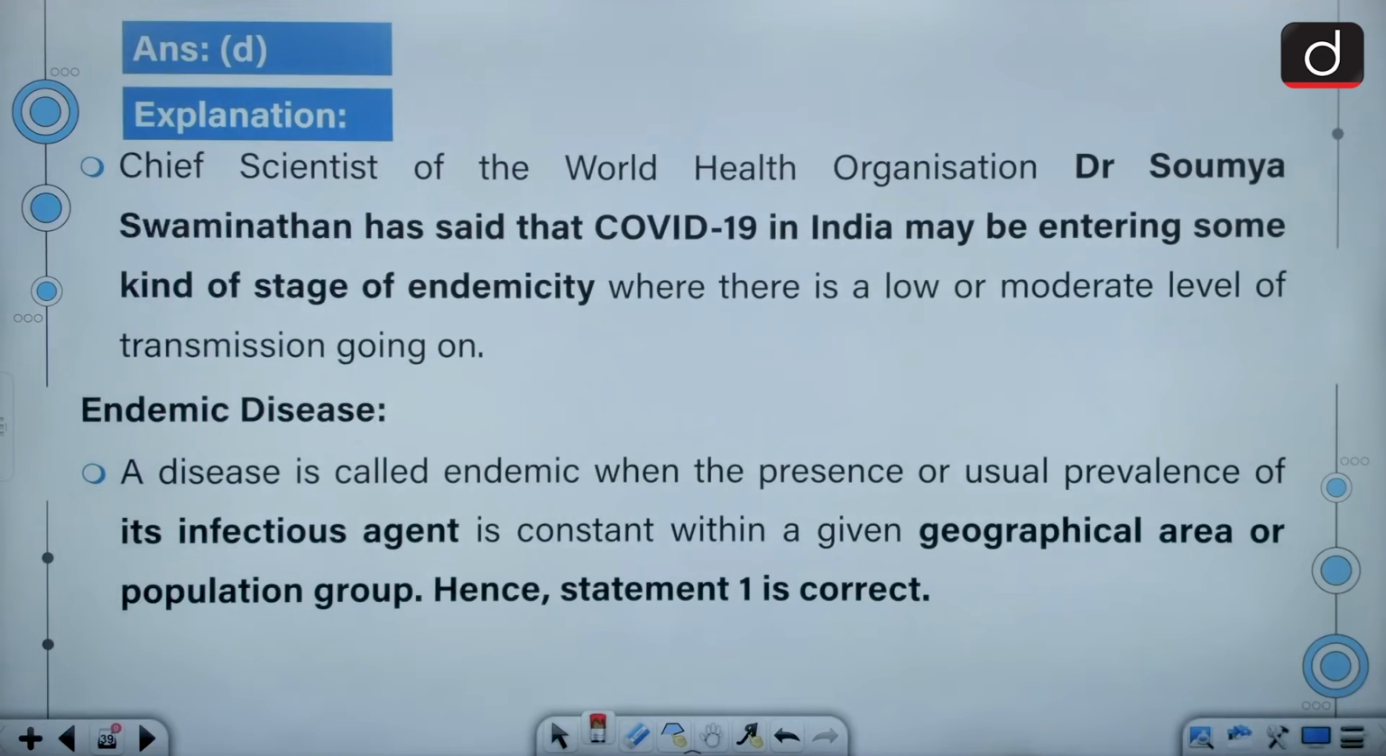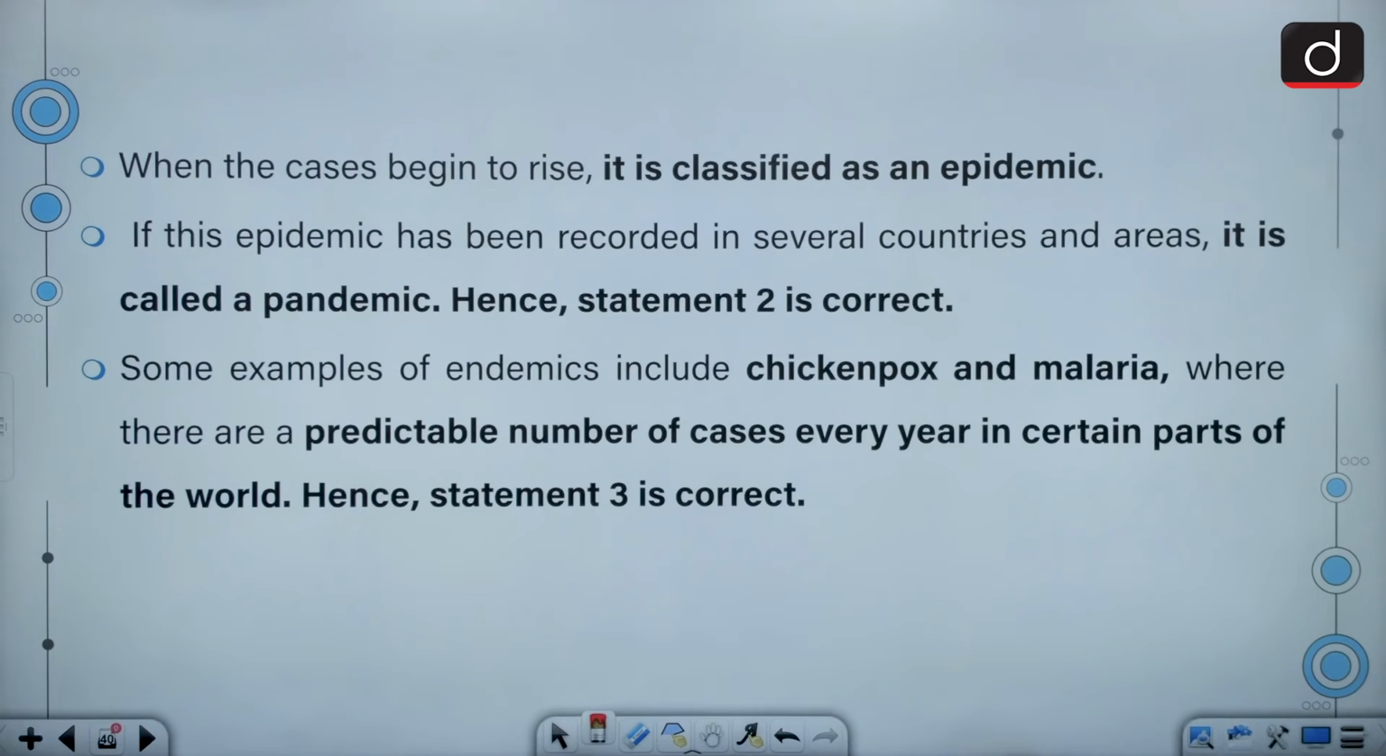Chief Scientist of the World Health Organization, Dr. Soumya Swaminathan, has said that COVID-19 in India may be entering some kind of stage of endemicity, where there is a low or moderate level of transmission going on. We have discussed the first statement. Moving on to the second and the third, we have already discussed this. Some examples of endemics do include chickenpox and malaria, where there are predictable number of cases every year in certain parts of the world.